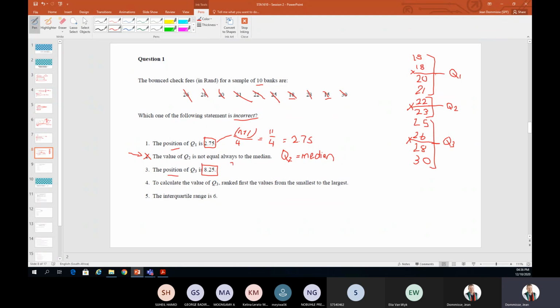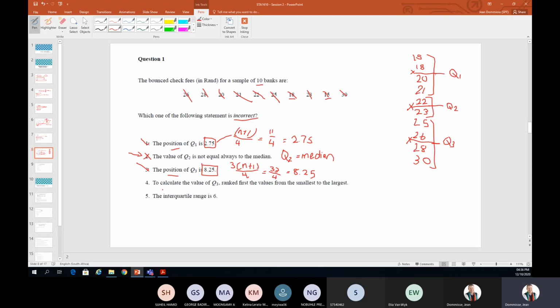So for Q3, it is 3 times n plus 1 divided by 4. So it will be 53 divided by 4, which will give you then 8.25. So in a technical way with the formula, that is correct.